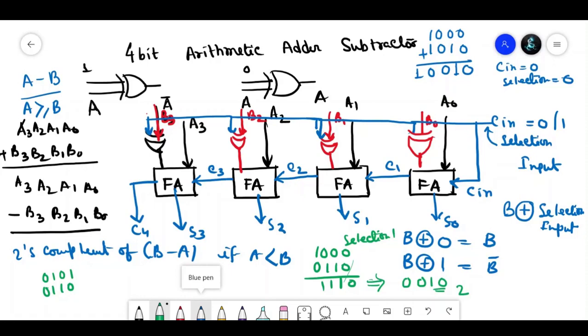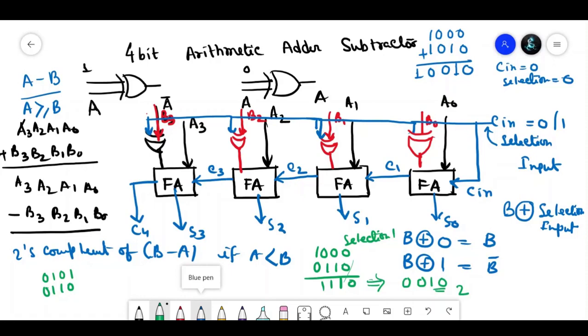So to avoid this, the carry look ahead adder comes into the scenario, where the delay will be avoided and the output carry is dependent on only C0. It is not dependent on C1, C2, C3. With the help of the equations, we have already shown that.